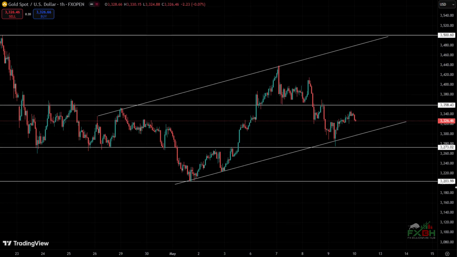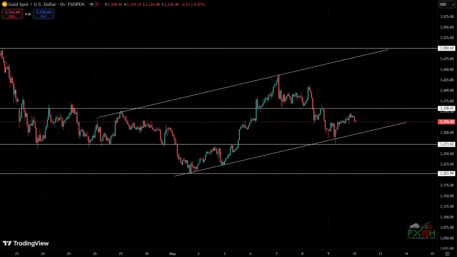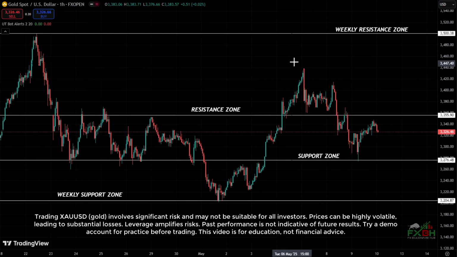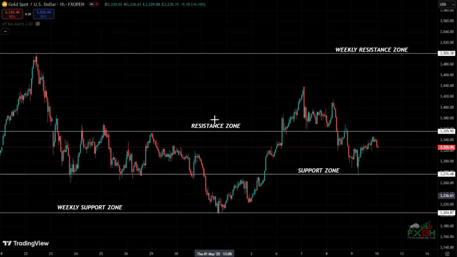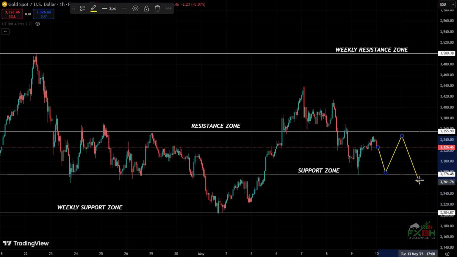If I want to show you our weekly resistance and support zones, as you can see, the all-time high is our weekly resistance zone, 3355 is our latest resistance zone, the latest support zone is 3276, and the weekly support zone is 3204. If you think generally about the market and apply your general knowledge of technical analysis, it may go there, or if it breaks there, again there.